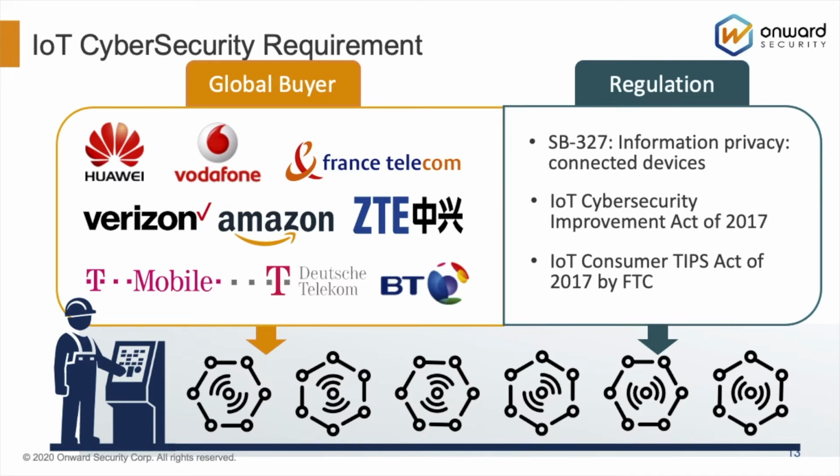And some governments also have their regulations. Like in the United States, California has its own regulation called SB 327. It's about information privacy for connected devices, and there are also the IoT Cybersecurity Improvement Act and the IoT Consumer Tips Act of the FTC.